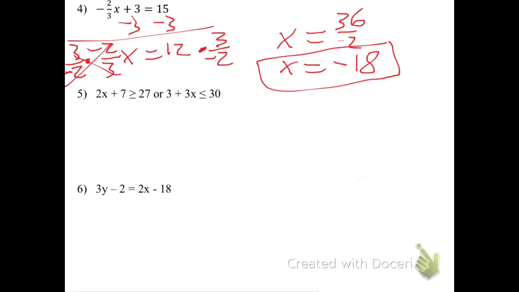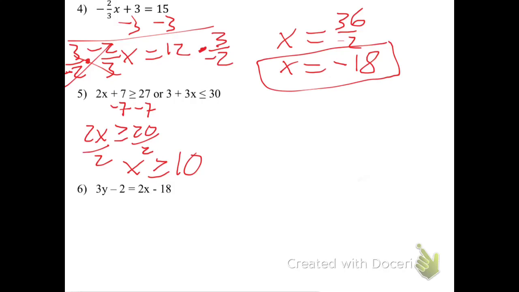Number 5. This one has 2 inequalities, so you're going to have to do them separately. I'm going to work on the left one first. So I'm going to subtract 7. Remember, we're trying to get x by itself, so get rid of the plus or minus stuff first. So now we got 2x is greater than or equal to 20, because 27 minus 7 is 20. And divide by the 2. We divide by a positive, so the inequality does not change direction. We just get x is greater than or equal to 10.